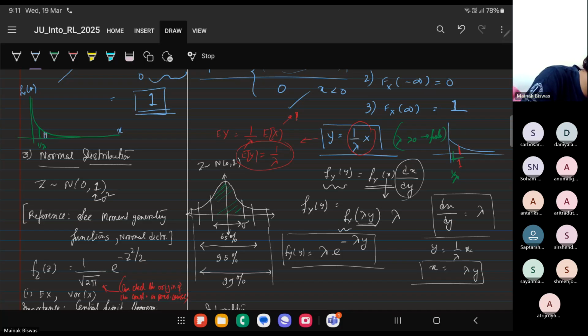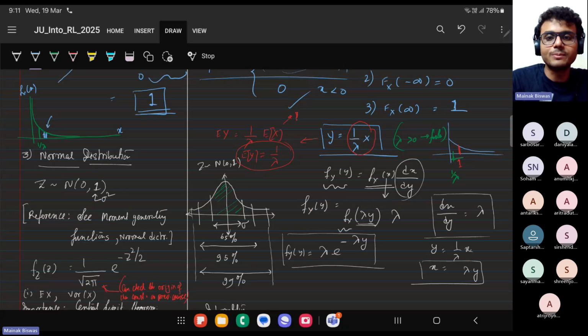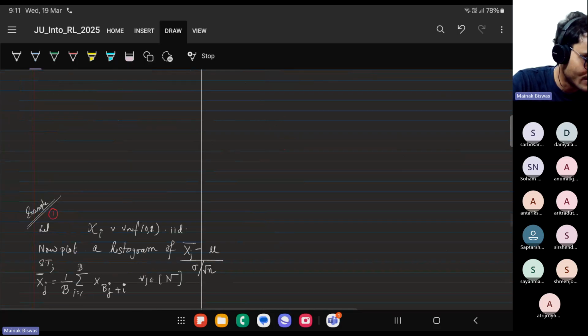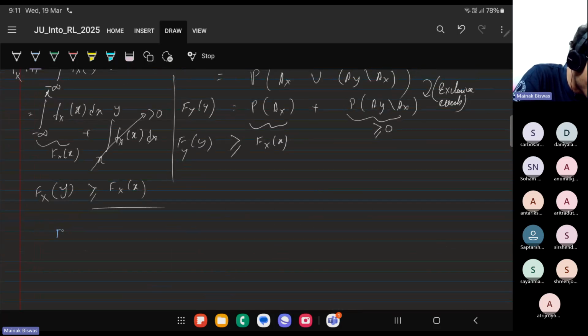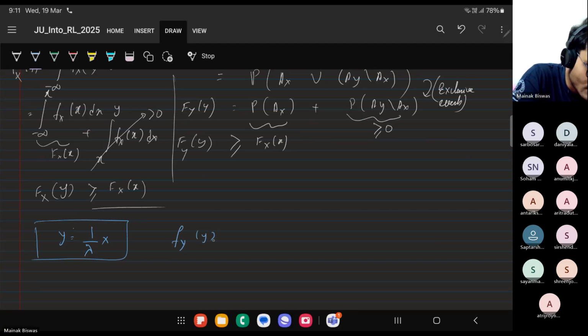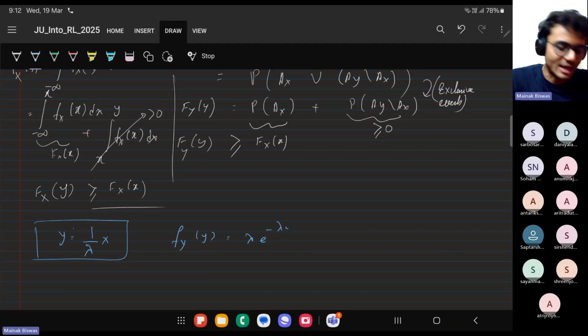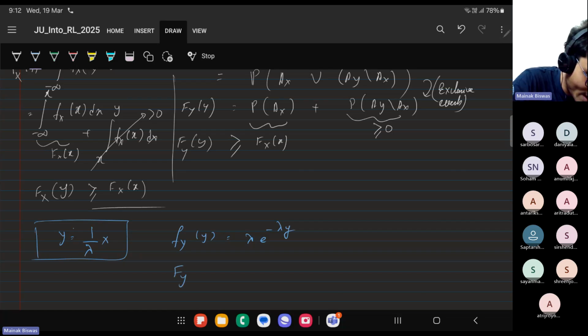That is, this gives me a probability of being between a particular range. So let's take this a little bit further and not leave it over here. So I told you the expected y is equal to 1 by lambda times x. This is what I told you, and I found the distribution of y to be lambda e to the power minus lambda y.